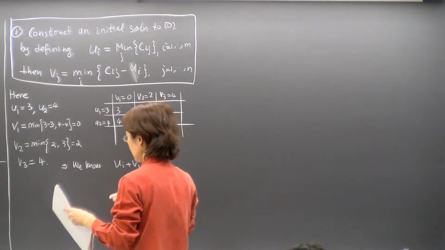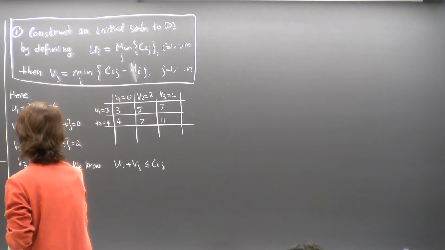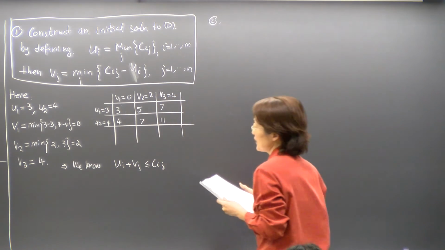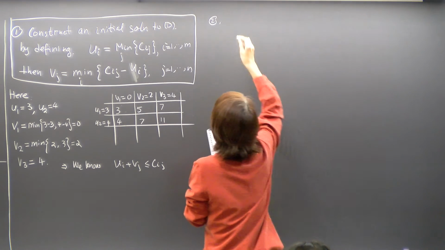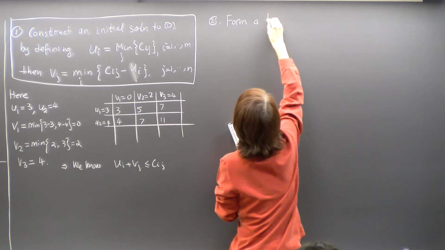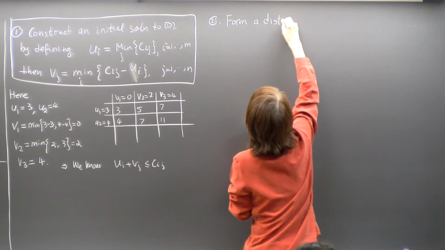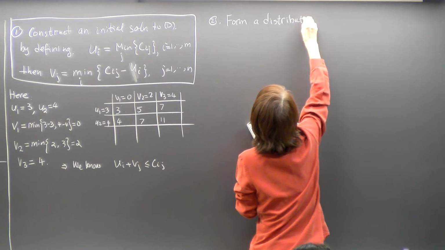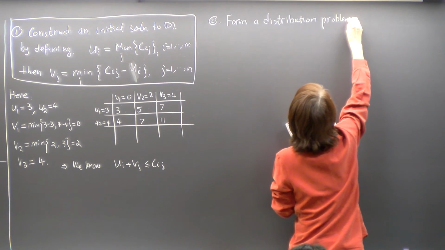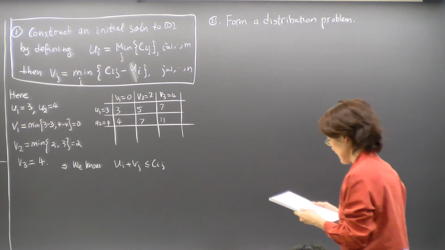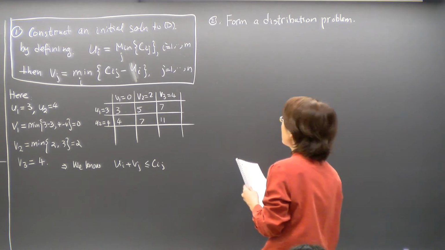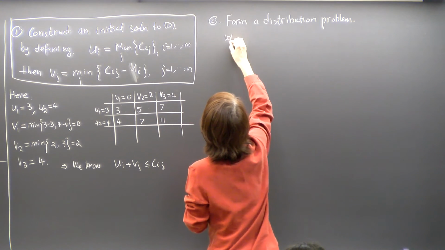And now I need to do a second step. Let me put it here. Step number 2. What do we do? Based on that, I now form the distribution problem, using this u and v to form the capacity.